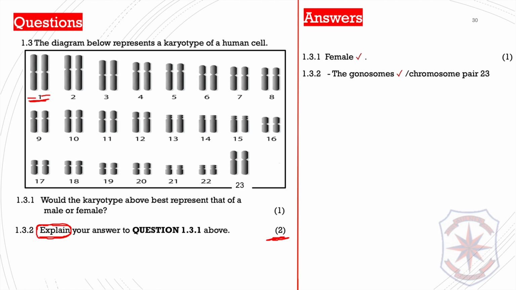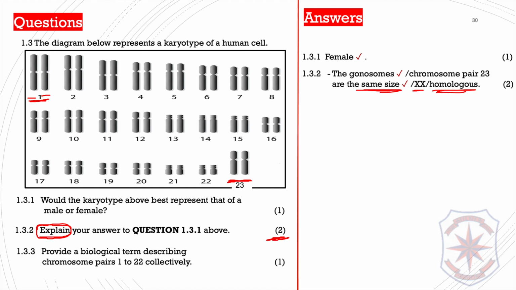So the gonosomes, specifically, we look at the gonosomes. That's where we get an indication as to is the karyotype a male or a female. Or if you don't want to say gonosomes, you can say chromosome pair 23 to get this 1 mark. Are the same size. Okay, they are the same size. Or they are X and X, or you can say they are homologous to qualify for the second mark.